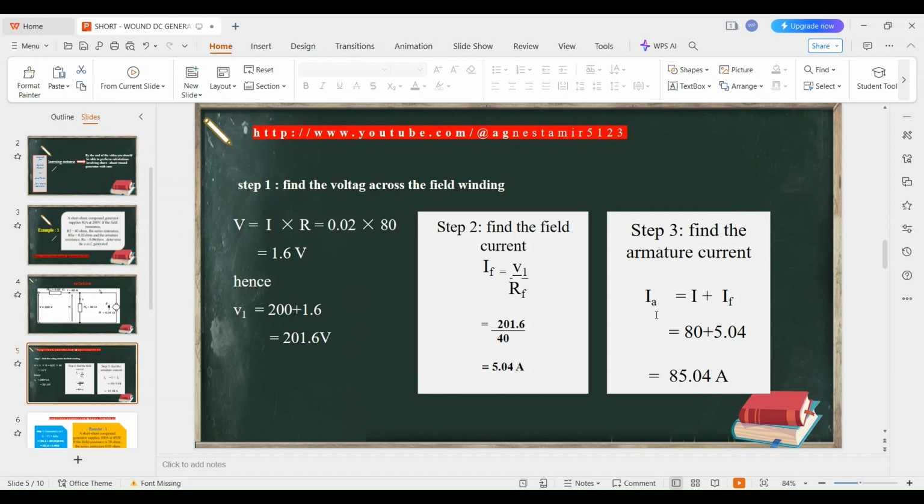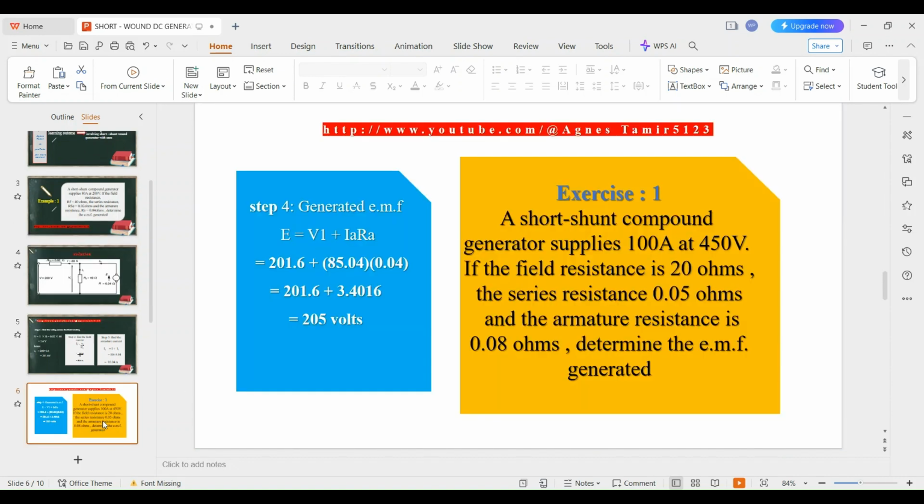Therefore, our armature current will be given by 80 plus 5.04 amperes, and our current through the armature will be equal to 85.04 amperes. Current through the armature will be 85.04 amperes. I hope you are following closely. Let's go to step 4 and the last step.